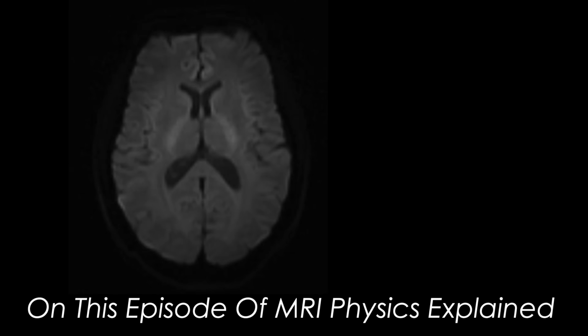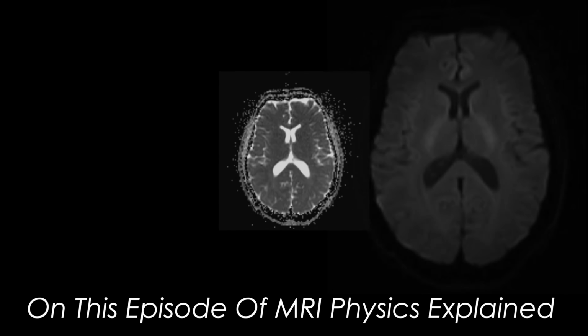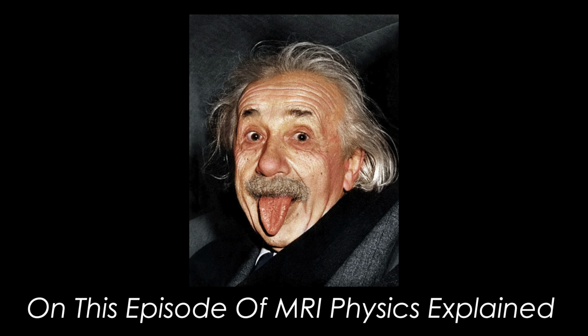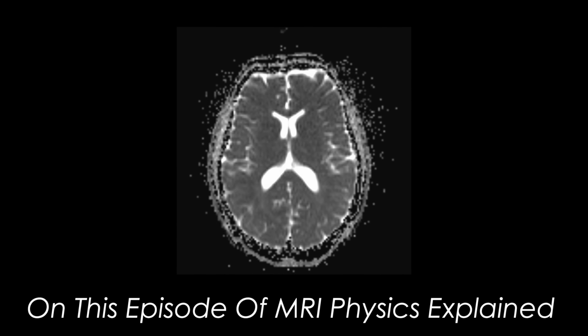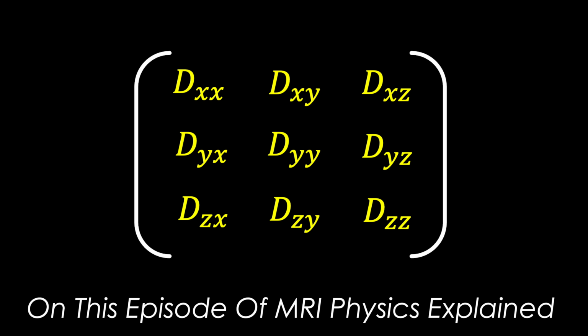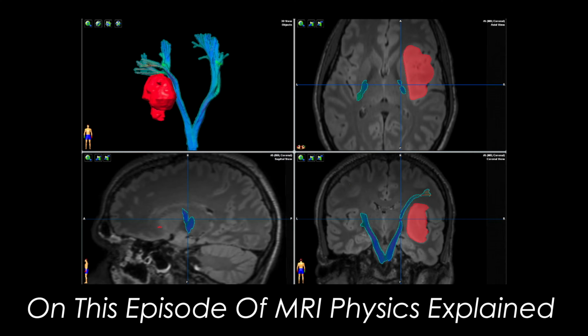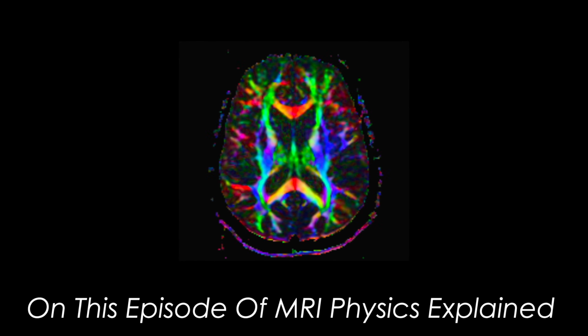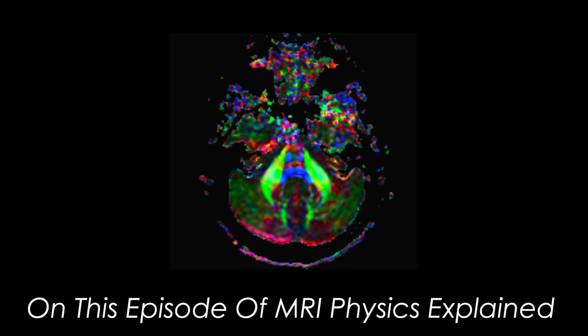On this episode of MRI Physics Explained, we continue our journey exploring diffusion-weighted imaging with a topic so difficult that this guy needed help with the math on it. No, this isn't a lecture on general relativity, but an equally cool and difficult subject: diffusion tensor imaging. What is a diffusion tensor, and how do we use it to map white matter tracts in the brain? All of this and more coming up on the latest episode of MRI Physics Explained.